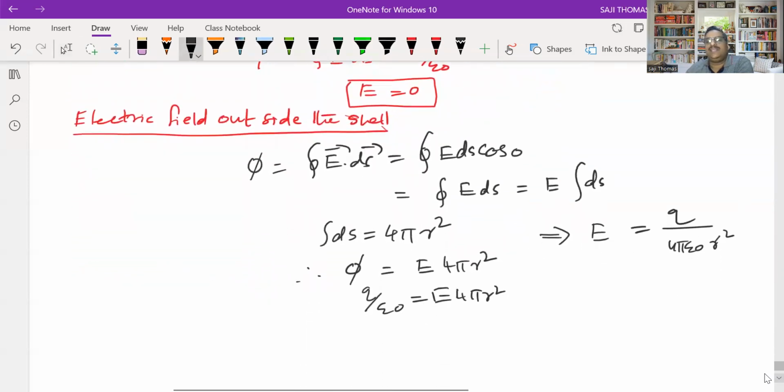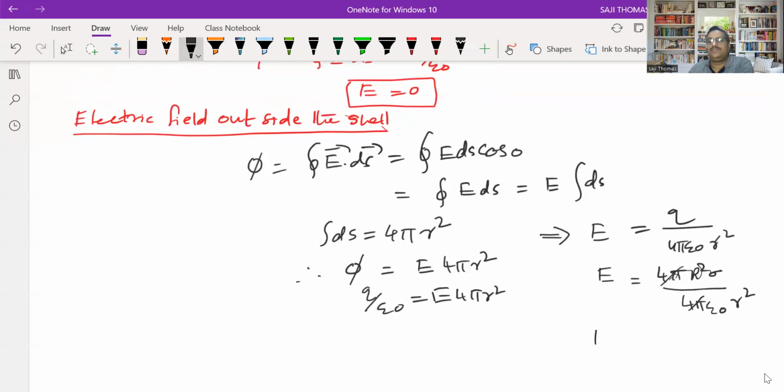So we can write E is equal to, instead of Q, 4 pi R square sigma divided by 4 pi epsilon 0 r square. If you cut 4 pi, you will get E as sigma R square by epsilon 0 r square. If you write in vector form, E will be sigma R square by epsilon 0 r square n hat. So this is the electric field outside the spherical shell.